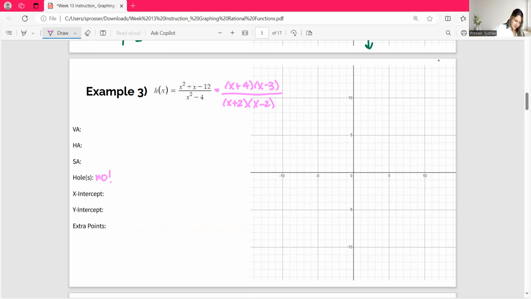Okay? Vertical asymptotes, I set my denominators equal to 0. So I get x equals -2 as 1. Notice I have to set my other factor equal to 0, and I get x equals 2. So I've got 2, let's graph them. -2, and then +2.